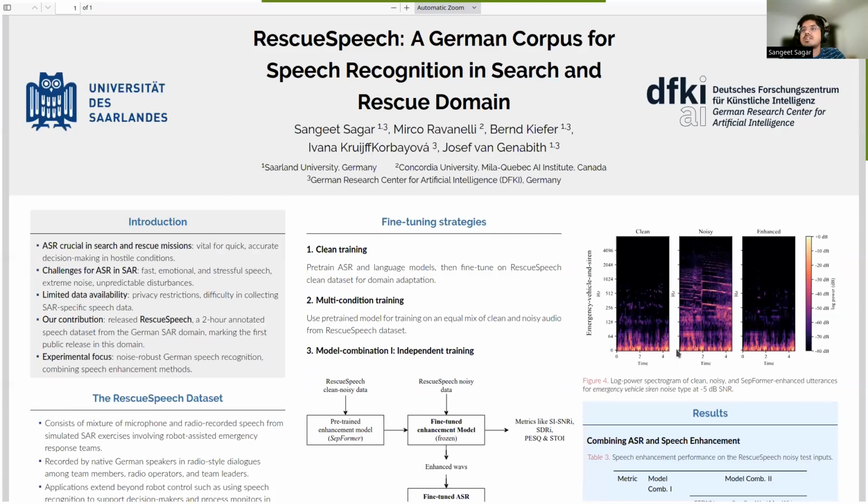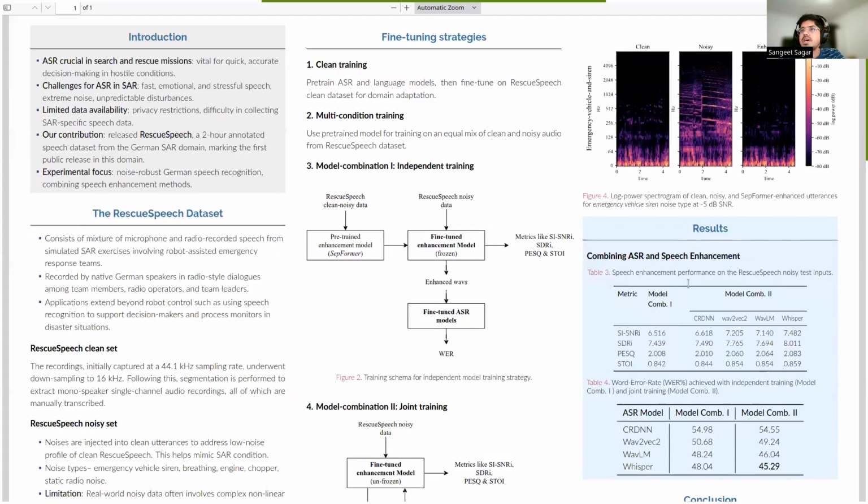Here we see the log power spectrogram of clean, noisy, and Subformer enhanced utterances. So here we have the clean recording, and here we have the noisy recording, and the type of noise is emergency vehicle siren noise. And here we have the enhanced utterance that is cleaned by the Subformer. So by visual inspection, we can see that these bright patches, that is the noise itself, have been eliminated by the enhancement model.